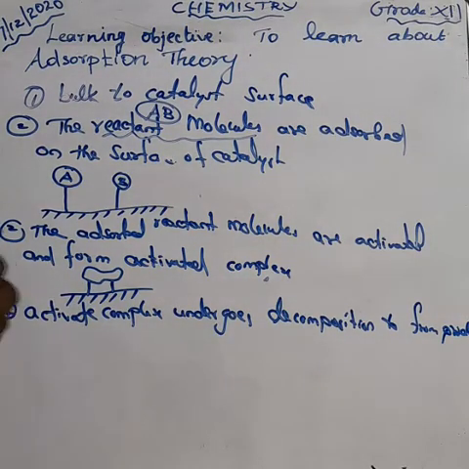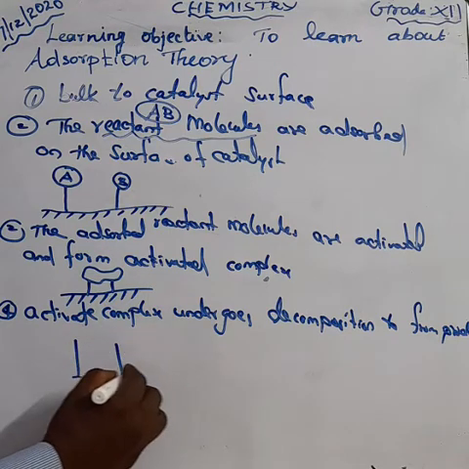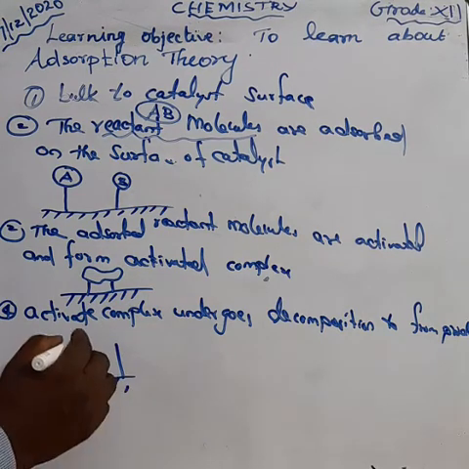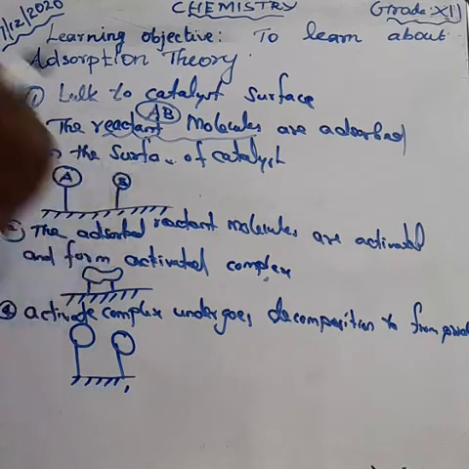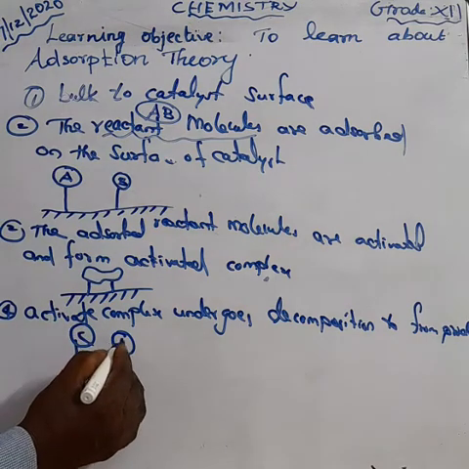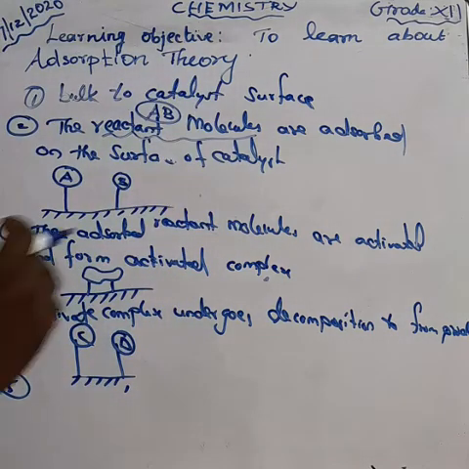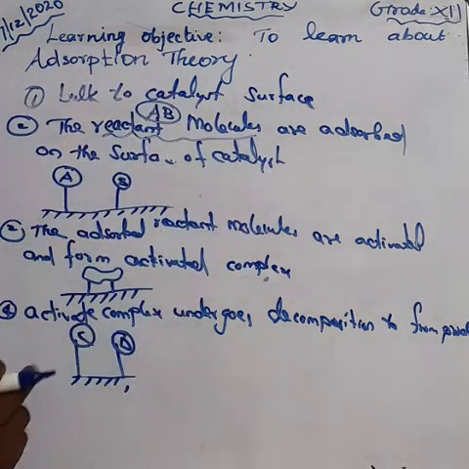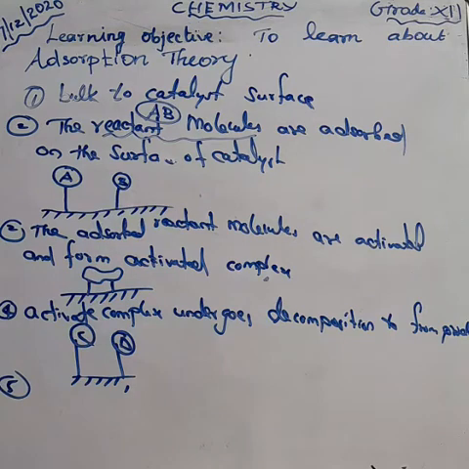Okay, we have to draw another one. Which are the products? A and B are the reactants, C and D are the products. Okay, we have the products. Next, what is the next point? These products have to dissolve, otherwise we can say diffuse, otherwise we can say released from the surface of the catalyst.